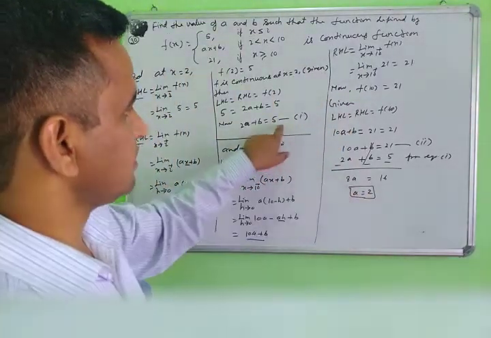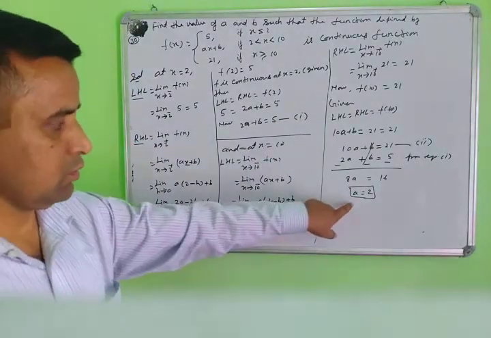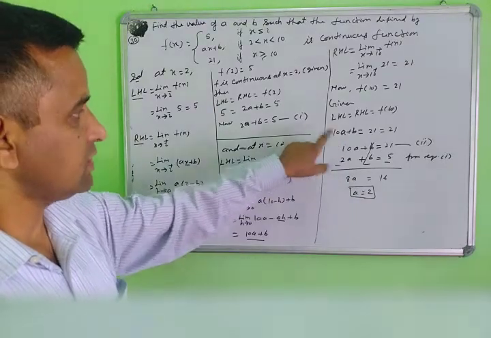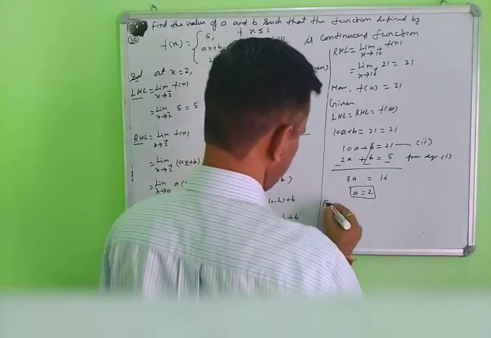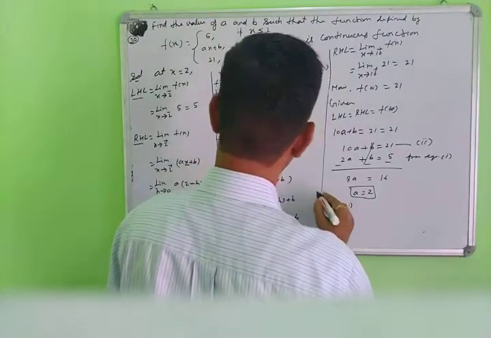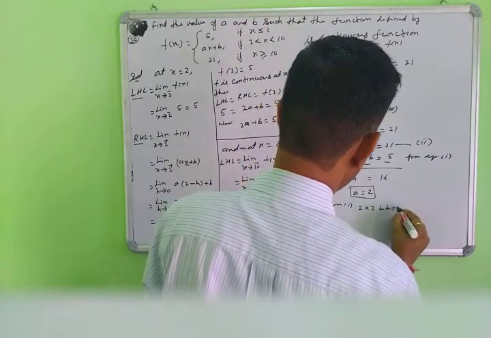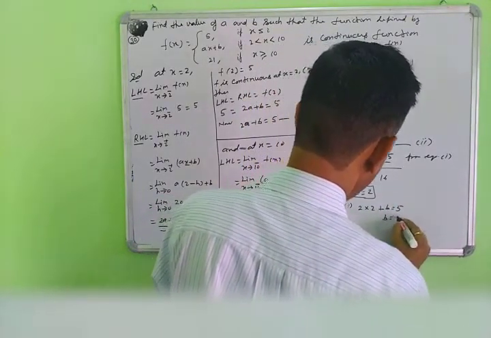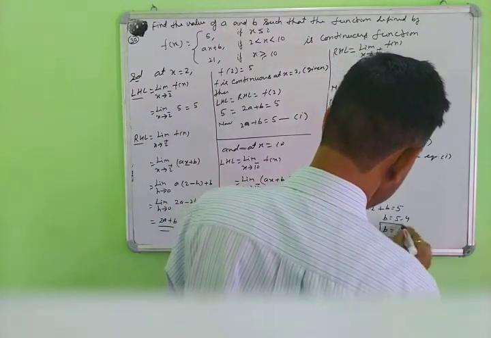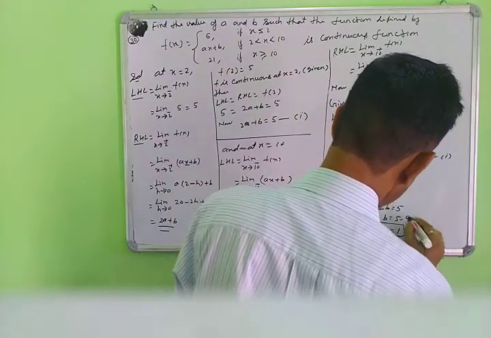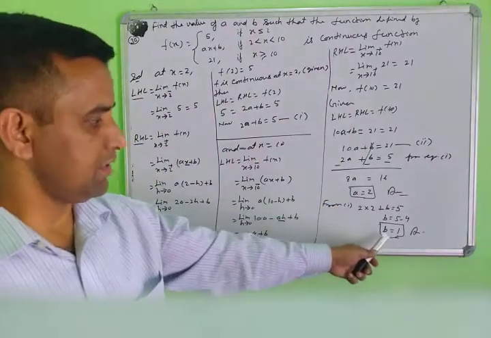Putting the value of a in the first or second equation, we find the value of b. So from the first, 2 into 2 plus b equals 5. b equals 5 minus 4, so the value of b equals 1. This is your answer: a equals 2 and b equals 1.